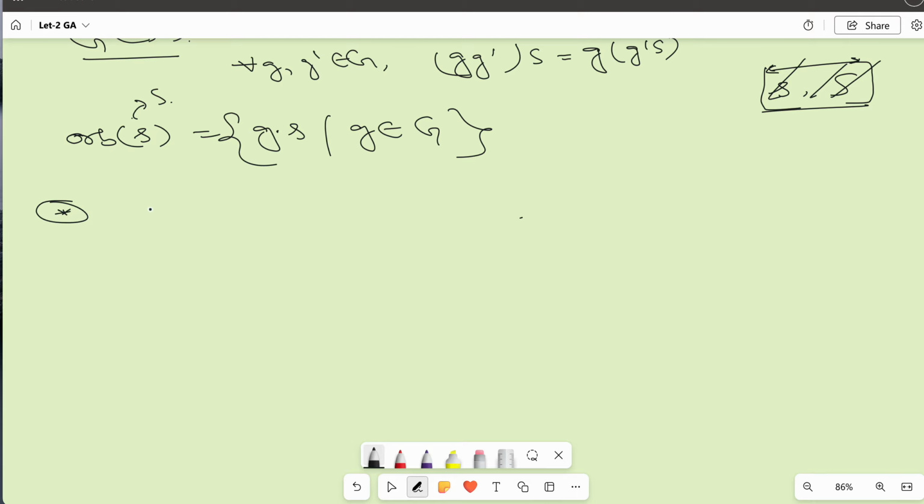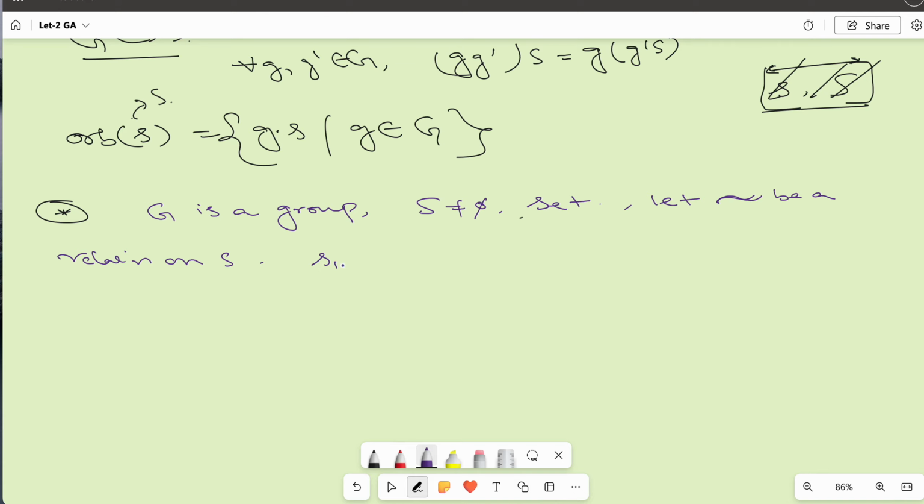Suppose G is a group and S is a non-empty set. Remember that S should be a non-empty set; there is nothing special about S, it can be anything. I'm defining a relation on S as follows: any element s1 is related to s2 if and only if there exists a g inside G such that g s1 equals s2.